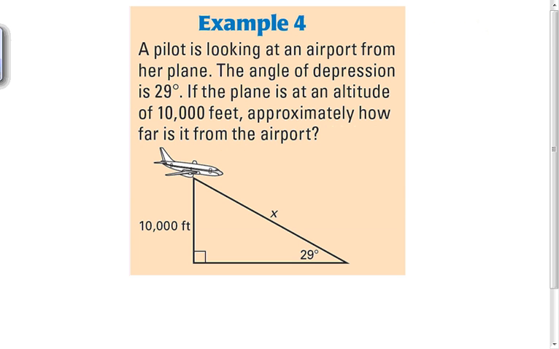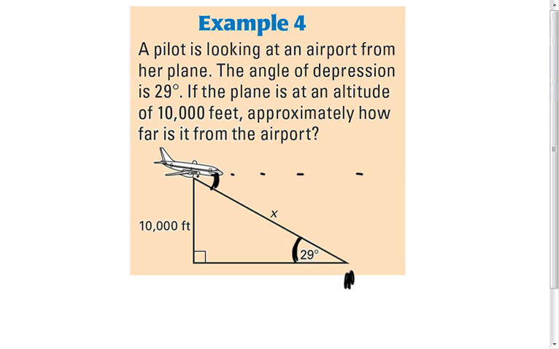All right. Another type of example, same basic idea. A pilot's looking at an airport from her plane. The angle of depression is 29 degrees. So the angle of depression is this right here. And because these lines, like the horizon, or that level flight and the ground are parallel, that means that this angle is also 29 degrees. So this angle here would be called the angle of elevation. This would be called the angle of depression. And we want to know how far is it from the airport? So the airport's over here.